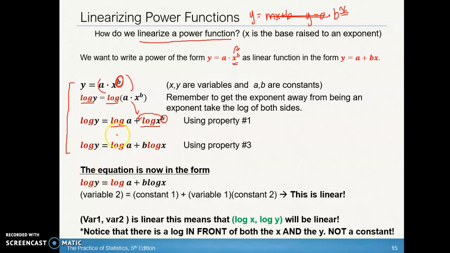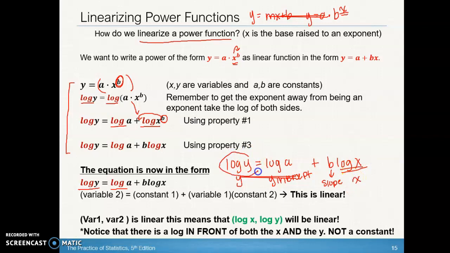Now, let's take a look at our new equation. So this is as simple as it goes. We have the log of y equals the log of a plus b times the log of x. Now, let's just think about what this means. So we have the log of y. This is basically the same thing as my y. Log of a is the same thing as my y-intercept, okay, because log of a is just a number. And then plus b log of x. Now, this is my slope, but notice what I've done here. This is my x.